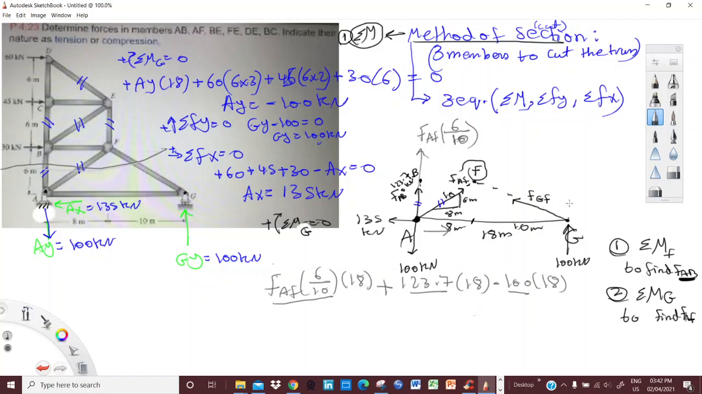That's it. You don't count anything that's coming out of G or getting into it. You know why? Because if you shift FGF backward, it's the same thing: it's getting into the point and then coming out, so it's the same. So we don't count any force that is coming into G. The answer is going to be 123.7 times 18 minus 100 times 18.